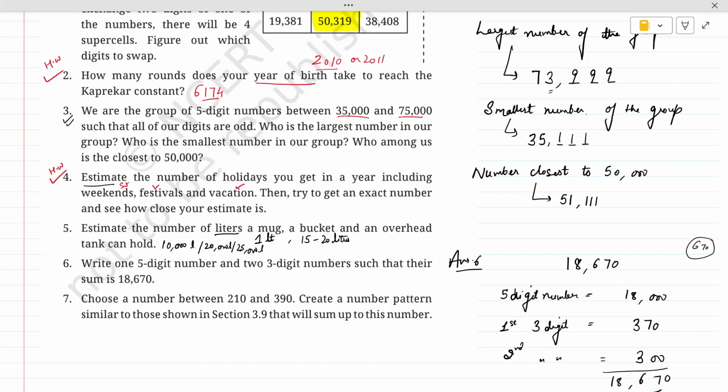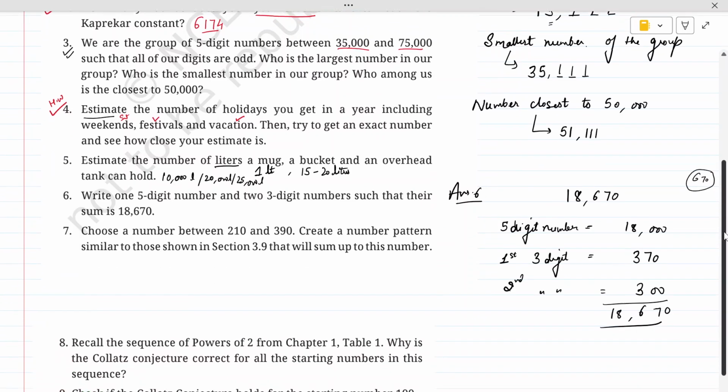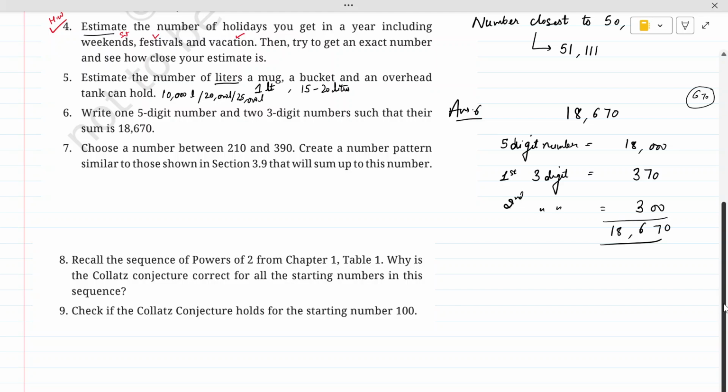So what we did, the 5-digit number we can straight away take as 18,000 and if we subtract we will get 670. Now this 670 I have to divide into two parts. Anyways you can do this. I have taken 370 and 300. You can also take it as 350 and 320. So you can do it in any form. Okay. Now next is question number 7.